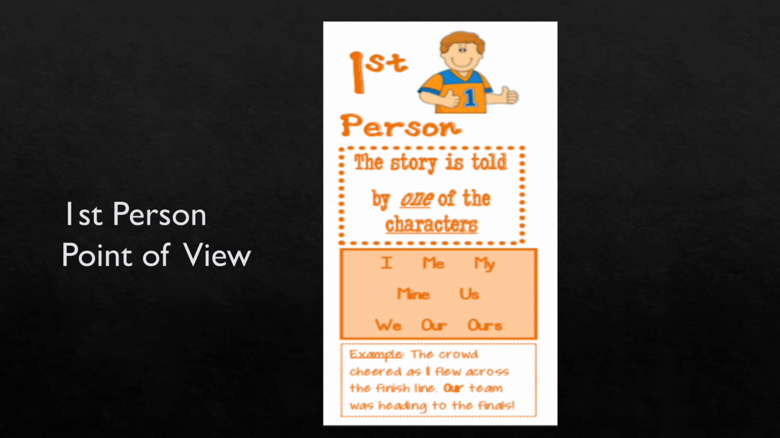Let's go over the example that's at the bottom of this section. The example reads, "The crowd cheered as I flew across the finish line. Our team was heading to the finals." As you can see, the word I and the word our are written in bolder print to show that this story is being told by one of the characters.